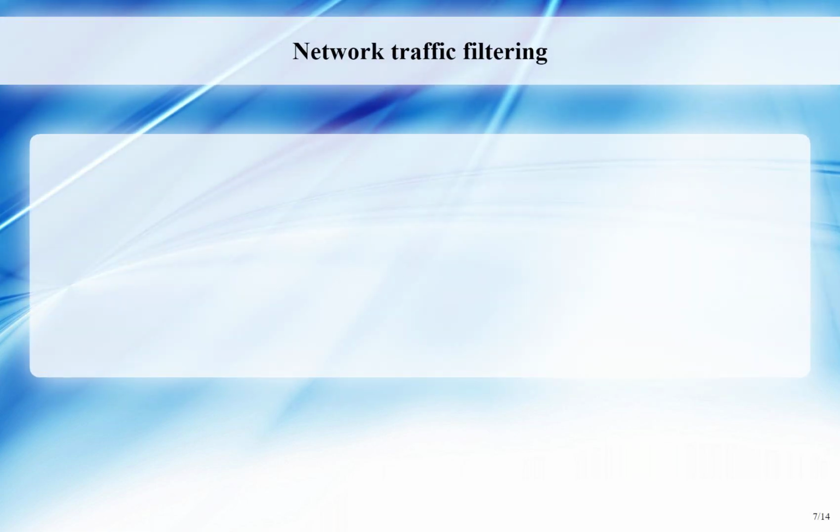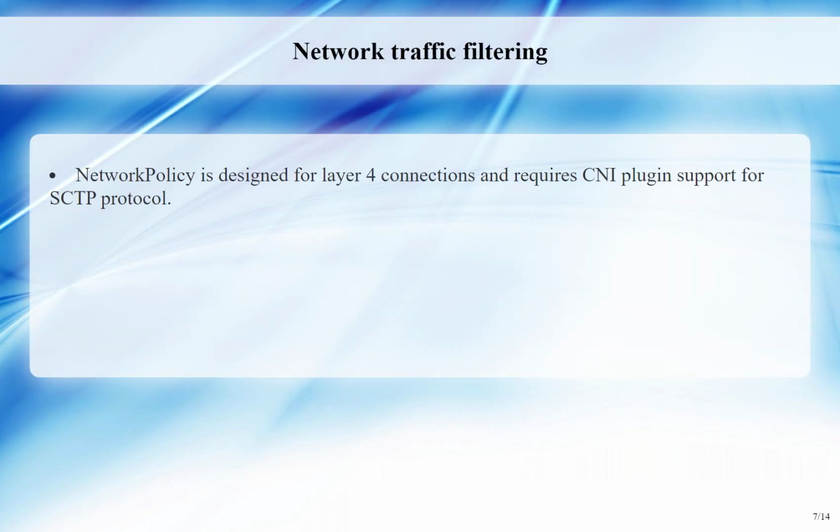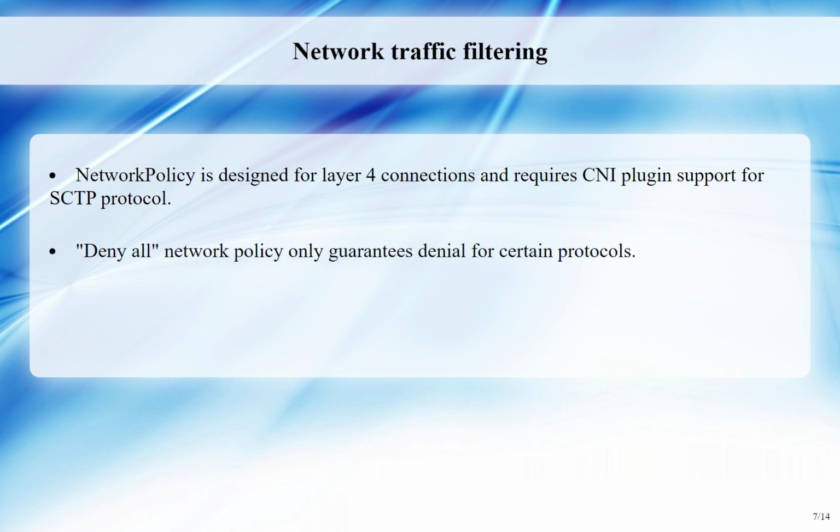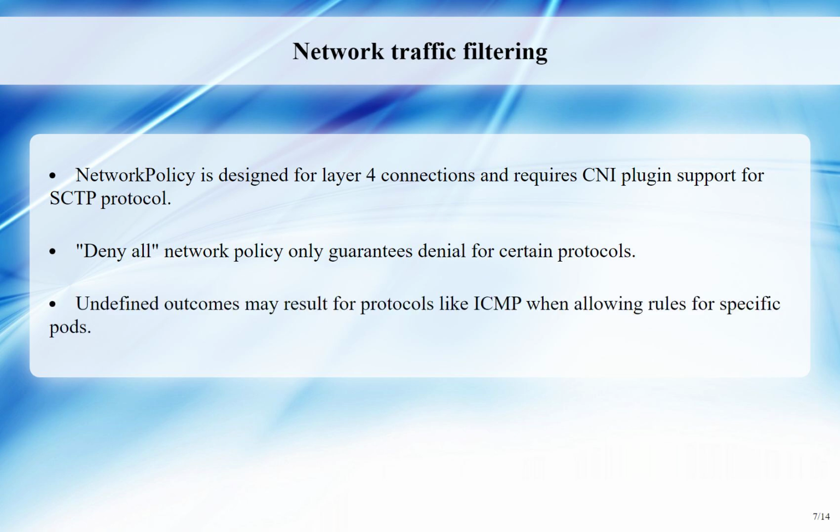Network traffic filtering. Network policy is specifically for Layer 4 connections, TCP, UDP, SCTP, with behavior varying for other protocols across network plugins. CNI plugin support for the SCTP protocol is necessary. A deny all network policy guarantees denial only for TCP, UDP, and SCTP connections. Behavior with protocols like ARP or ICMP is undefined. Allow rules for specific pods may have undefined outcomes for protocols like ICMP.